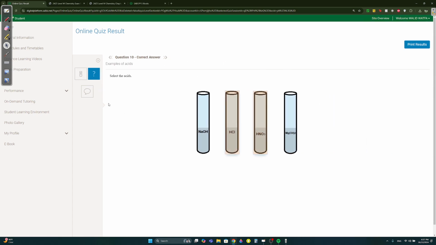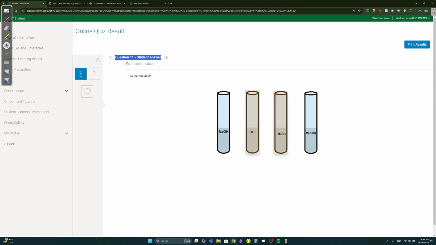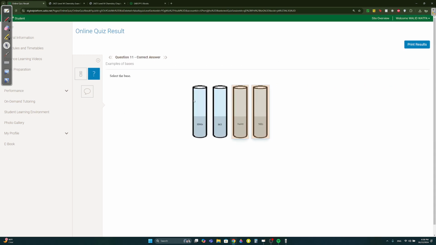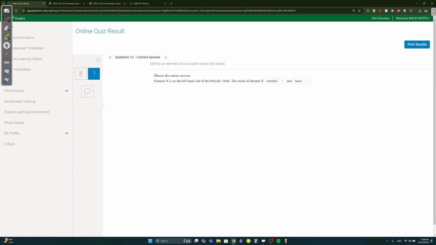Which ones are the acids here? This came last week. Of course, it's HCl and HNO3. This is hydrochloric acid, this is nitric acid. OH is always bases. Which ones are bases? NaOH, and obviously they put NH3 to trick you. Some people will say, oh, bases only with OH, so they won't pick NH3. Make sure you pick ammonia. It's a base.